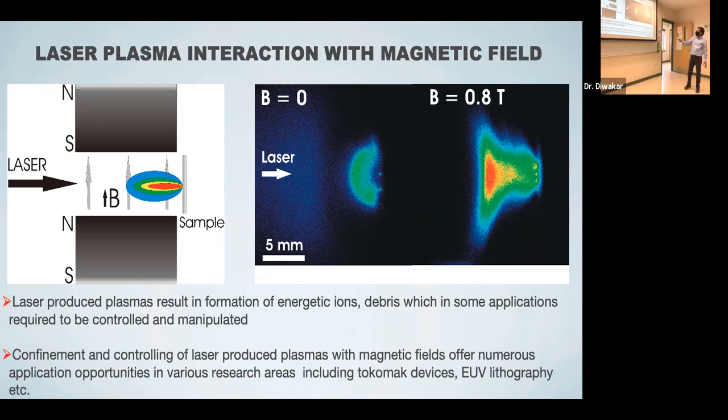See, there was no magnetic field. The plasma is kind of evolving, expanding. You apply a magnetic field, you can see the plasma moves and stops. Kind of becomes a ball.